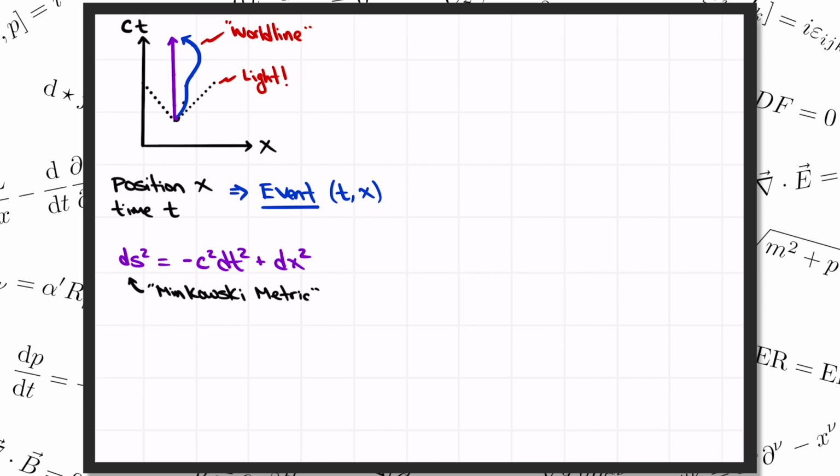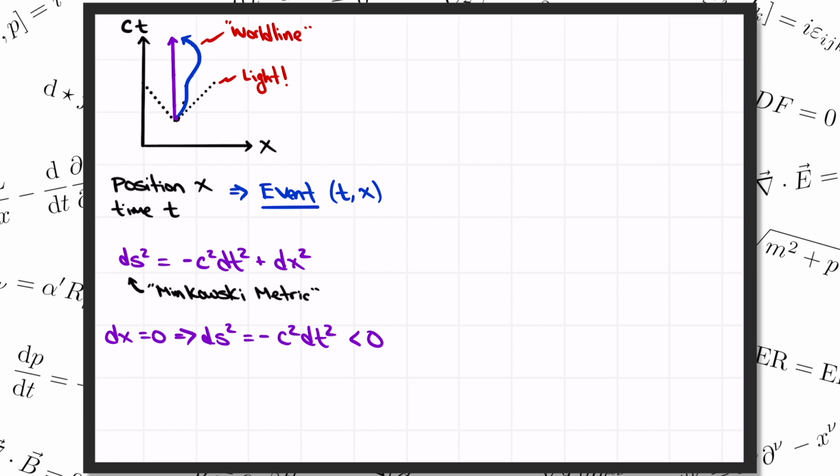But that minus sign immediately starts making things awkward, even in the simplest case where our particle is just sitting at rest in space, and so the world line is a straight vertical line. In that case, dx is equal to 0, and so ds squared is simply minus c squared dt squared. But that's a negative number. In fact, that's always going to be the case along the world line of a massive particle.